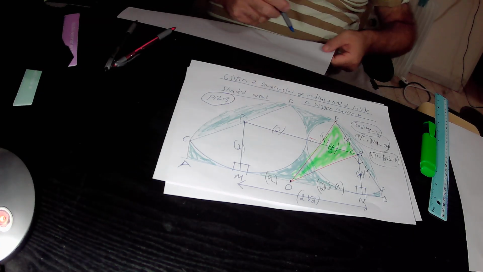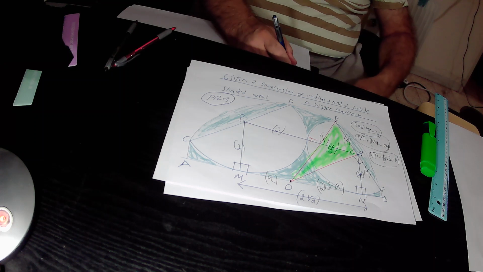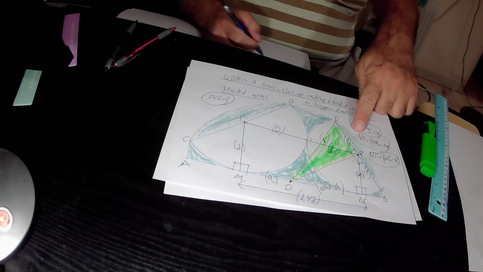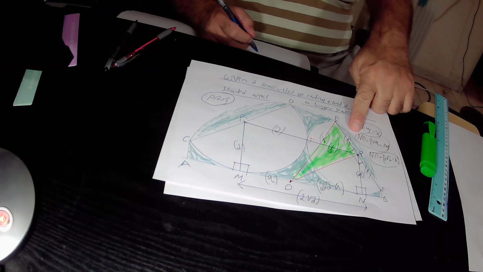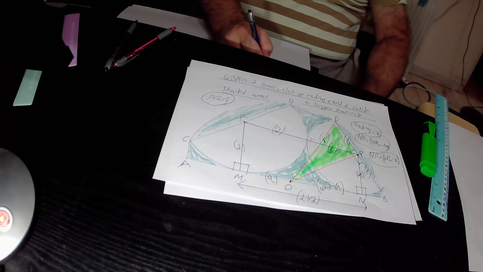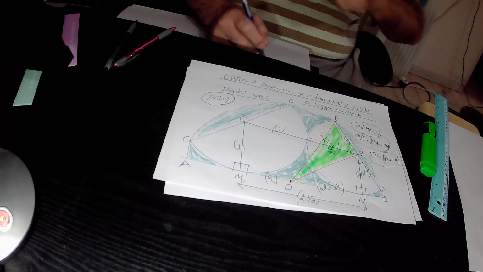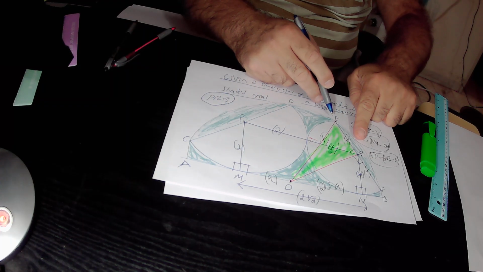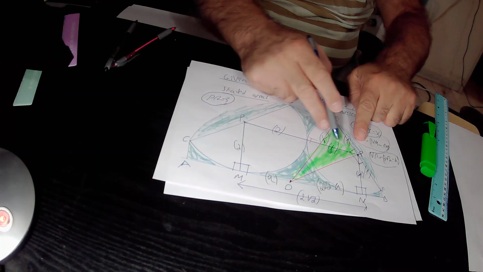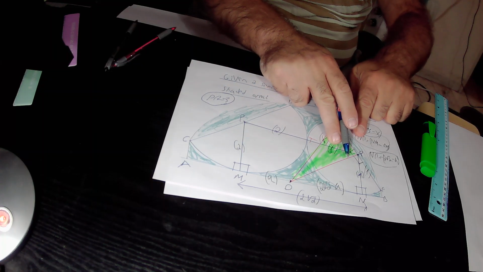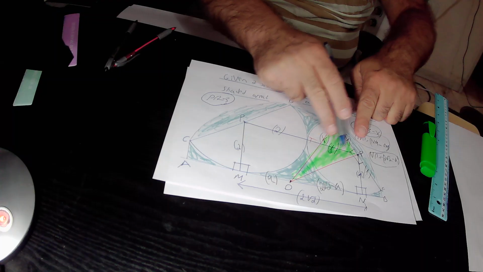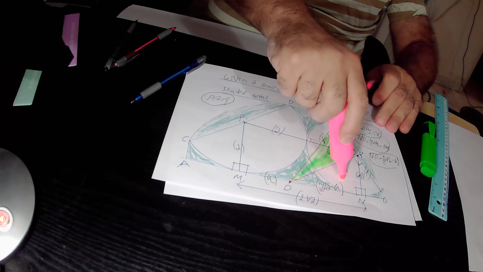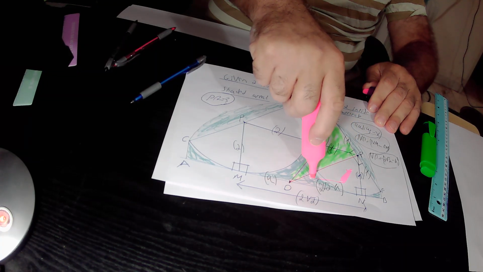EO is x, therefore EO squared is x squared. And it equals EQ squared. EQ is 1, therefore EQ squared is 1 squared, that is 1, plus QO squared. QO is one side of this green right triangle, but QO is also the hypotenuse of this pink right triangle QNO.